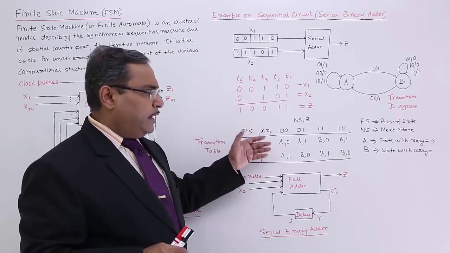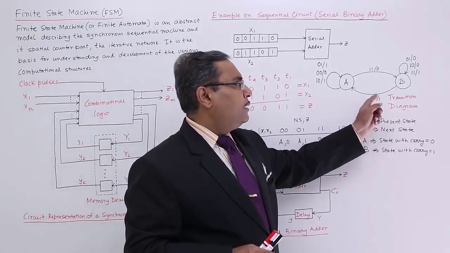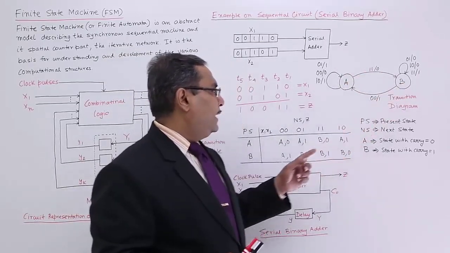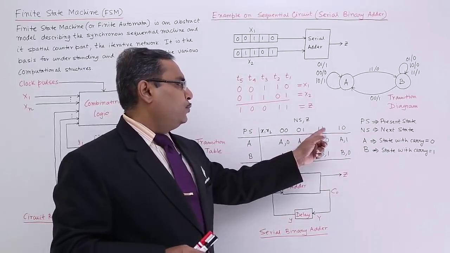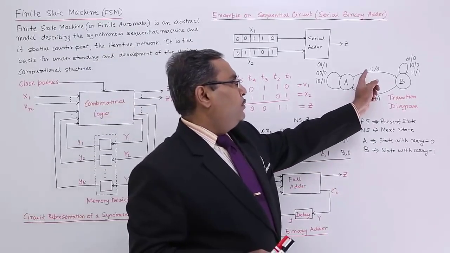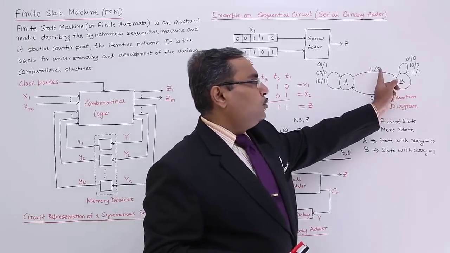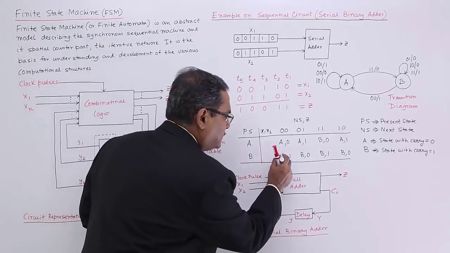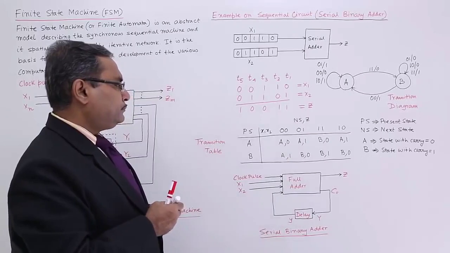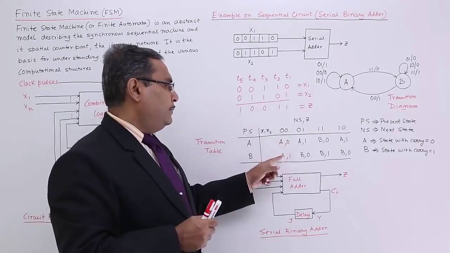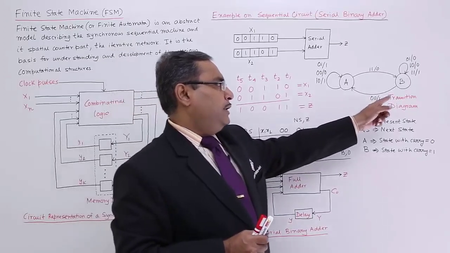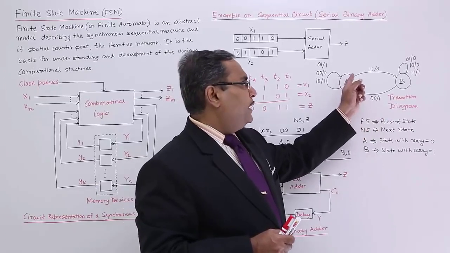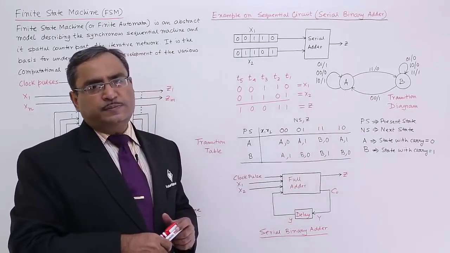The equivalent transition diagram has been shown. This is my state A and this is my state B. Here the state transition will take place. So A with input 1 1 goes to B with output 0. So with 1 1 it goes to state B and the output will be 0. And at B, if I put 0 0, then my next state will be A and the output will be 1. In this way I have explained everything in the respective transition diagram.